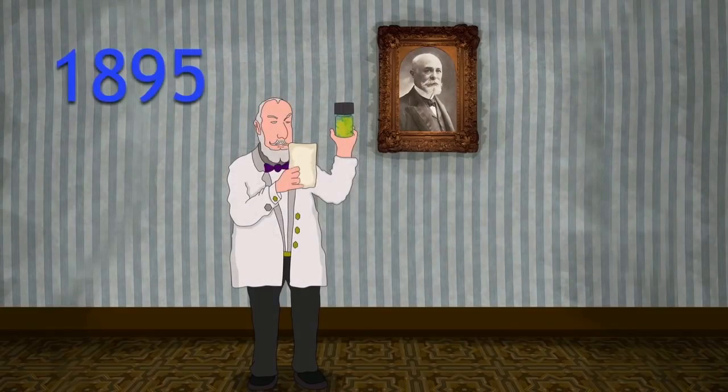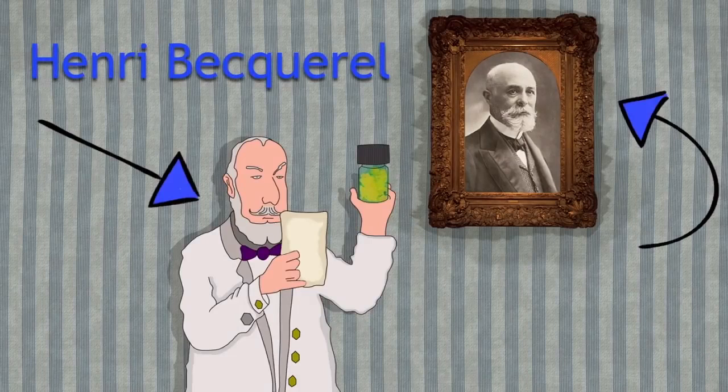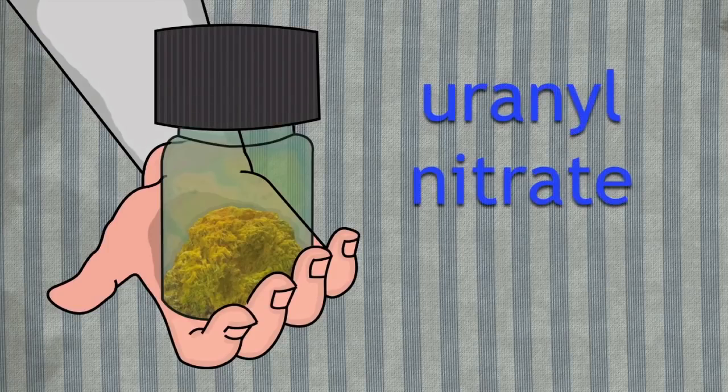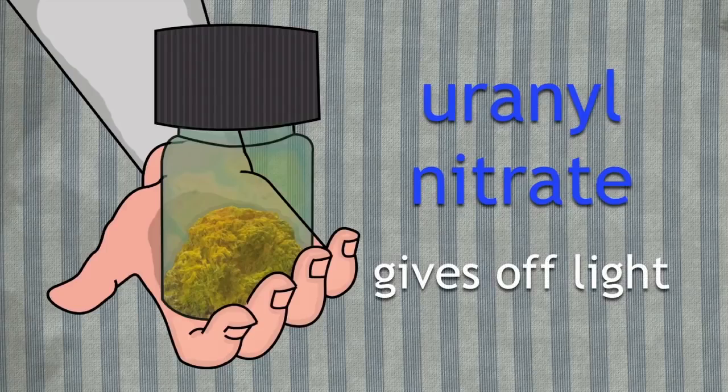In 1895, Henri Becquerel, he's the man with the moustache, discovered that rocks of uranium affected photographic paper. This is the rock of uranium that he looked at, and it's called uranyl nitrate. If you look at it, you can see it's yellow. It shouldn't be yellow, that's because it's giving off light.